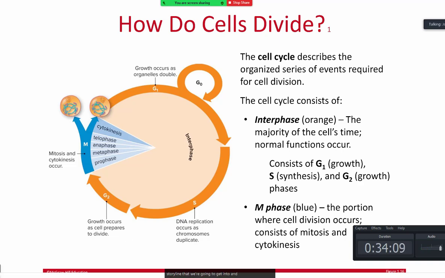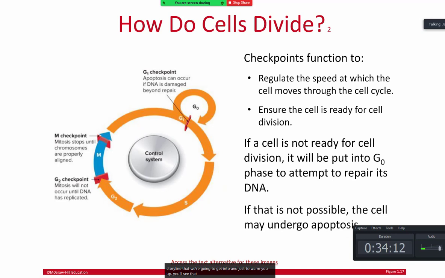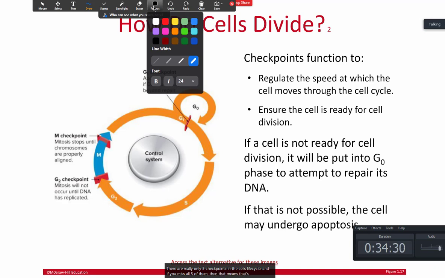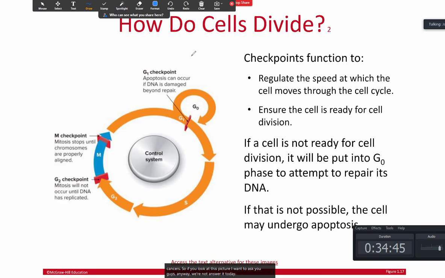And just to warm you up, you'll see that cells have the opportunity to call it quits and to catch any errors. There are really only 3 checkpoints in a cell's life cycle, and if you miss all 3 of them, then that cell or that DNA has the ability to be mutated and evade the consequences and potentially become cancerous. So if you look at this picture, I want to ask you guys, we're not going to answer it today, but just think about which 3 places on this screen are where it stops and serves as a checkpoint, and also why.